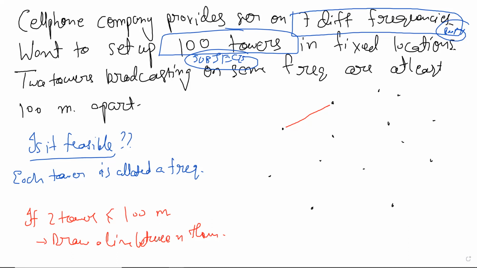It's of no use. Then you have to give them different frequencies. No, I'm saying if two towers... I'm not saying all the towers are less than 100 distance apart. I'm saying some will be less than 100 distance apart. Some of them might not be.